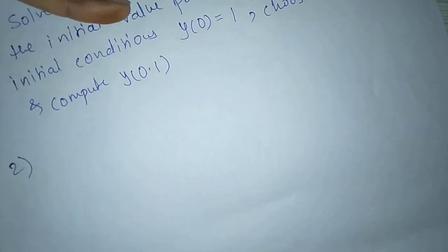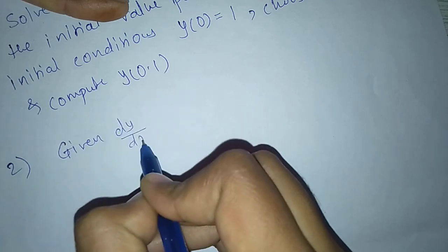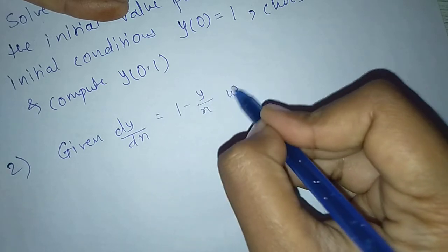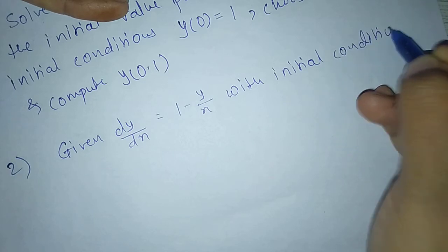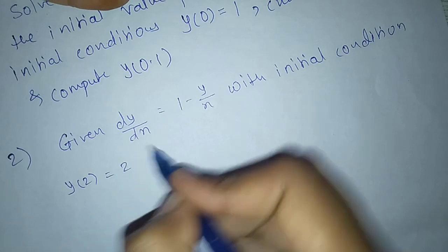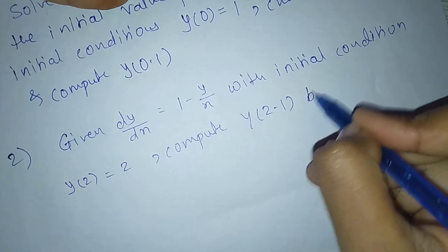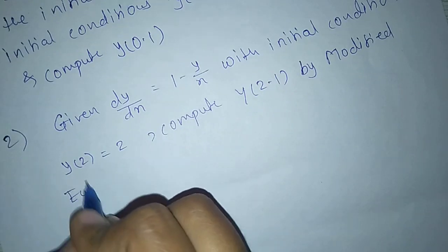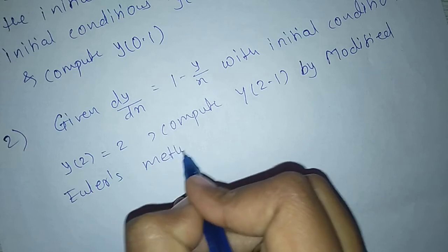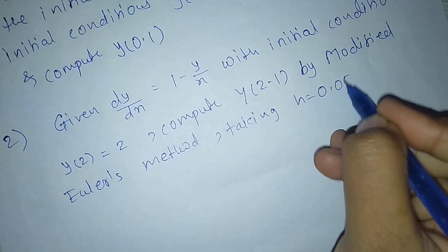Next, second example. Given dy by dx equal to 1 minus y upon x, with initial condition y of 2 equal to 2, compute y of 2.1 by the modified Euler's method, taking h equal to 0.05.